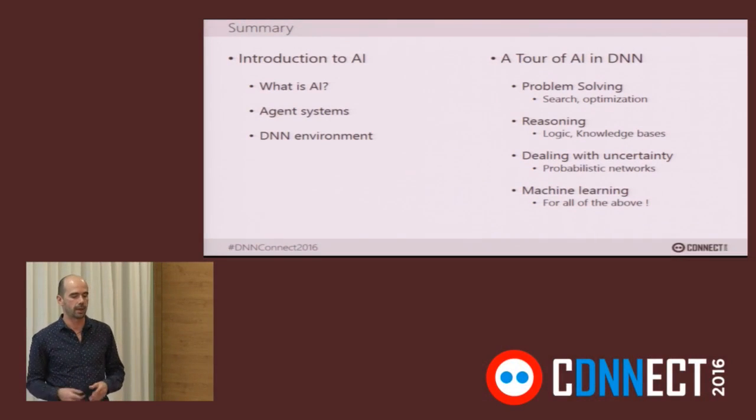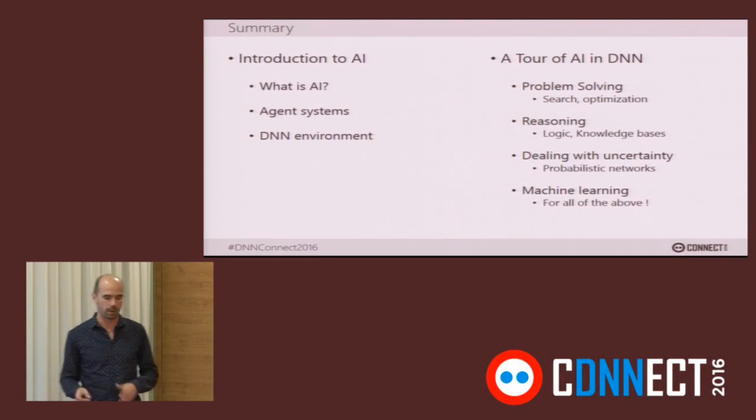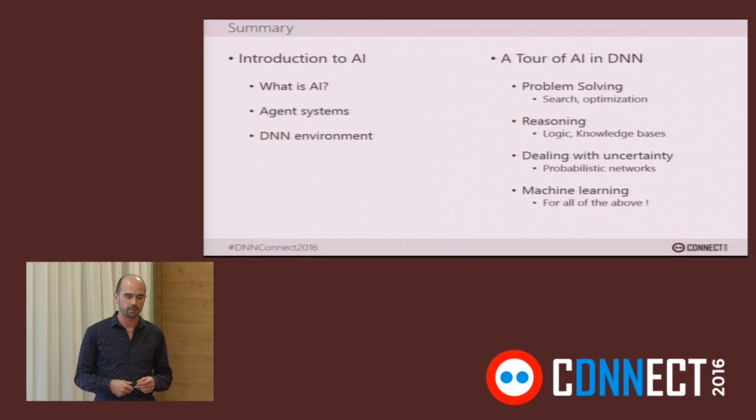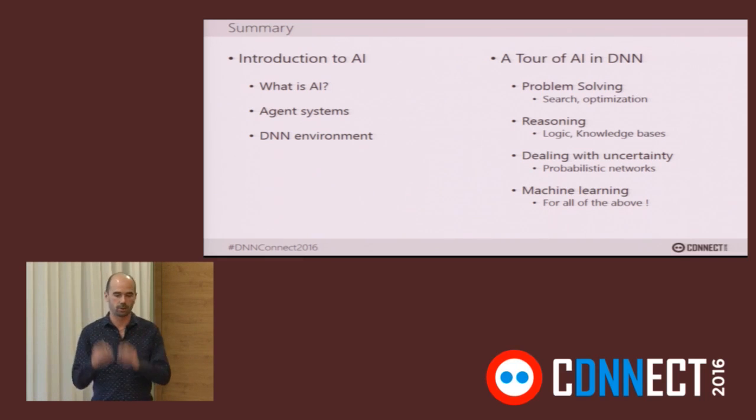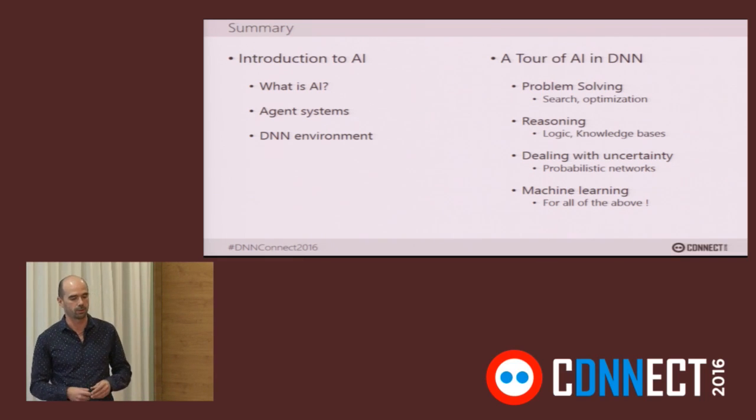And, well, we'll see. So the intro will be about what is AI, and we'll see that the interesting way to deal with it is to think about agent systems. And then we'll look at the DNN environment in which I'm going to illustrate a couple of those concepts. And then we'll go through those 4 domains, which are quite related, but we can see them one after each other. So the first is problem solving, and then reasoning, and then dealing with uncertainty, and then machine learning, which concerns pretty much all of the above, and there's a lot of relations between those domains.